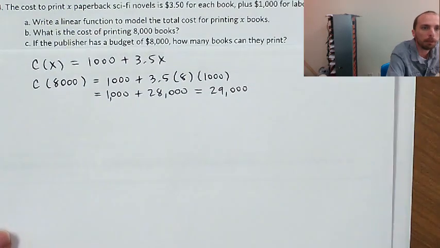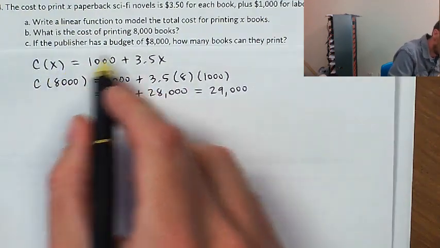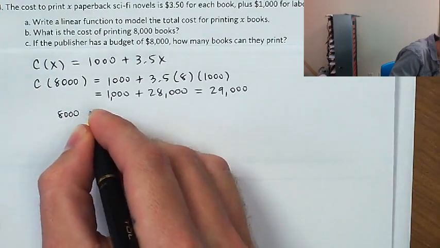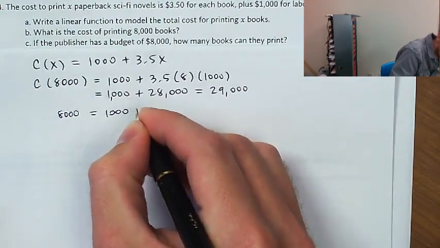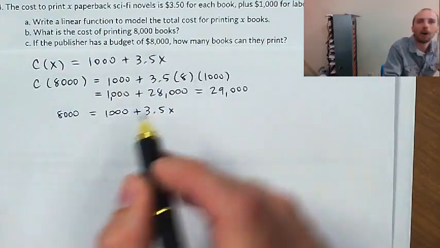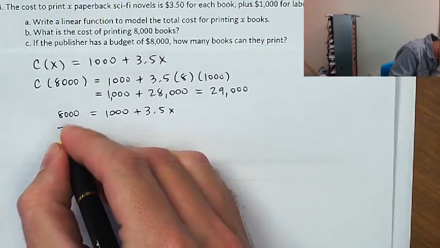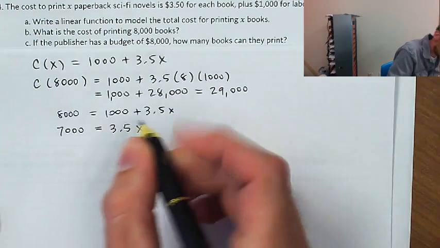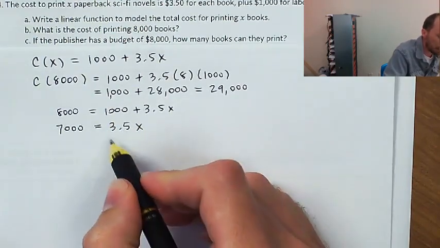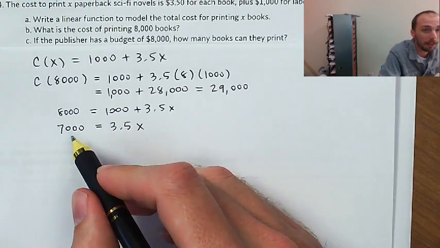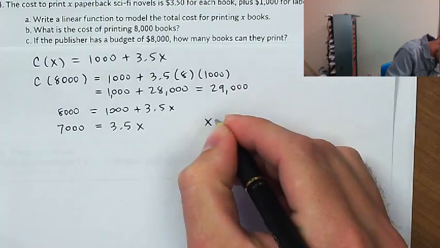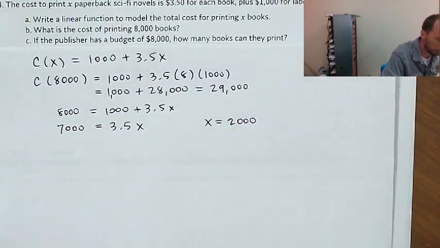And then, if the publisher has a budget of $8,000, how many books can they print? Okay, well, that's when the total cost equals $8,000. So 8,000 equals 1,000 plus 3.5x. Oh, this one's going to be very solvable without a calculator. I was a little worried. I'm going to subtract 1,000 from both sides. So what would I multiply 3.5 by to get 7,000? Well, I multiply 3.5 by 2 to get 7. I'd still need to multiply by something to get up to 7,000, so it'd be 2,000. So x equals 2,000 books.